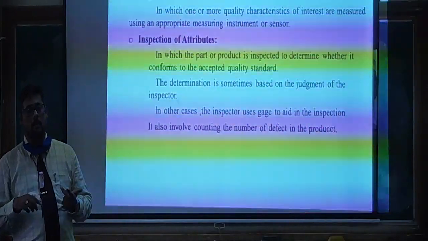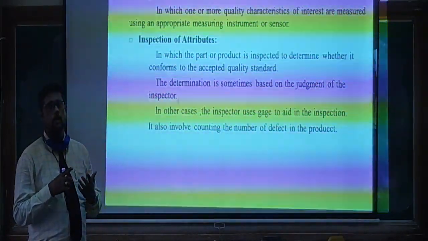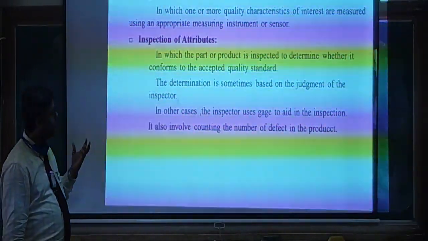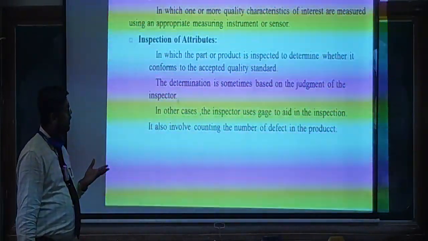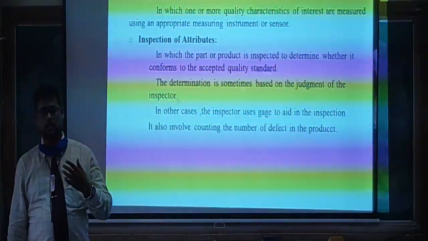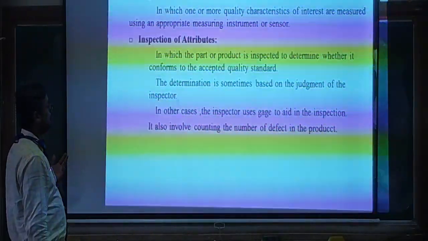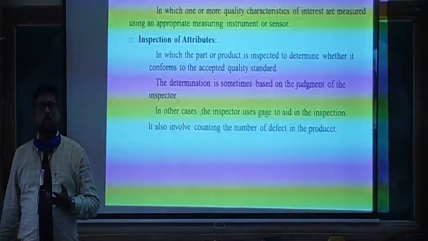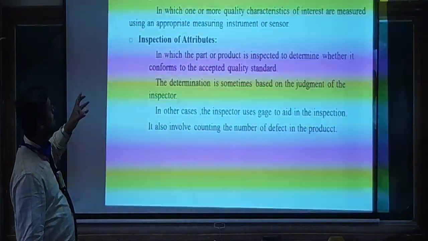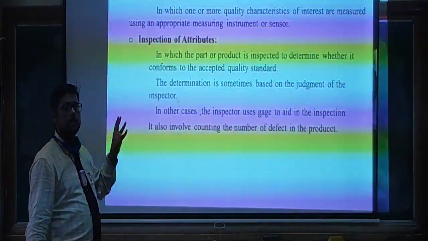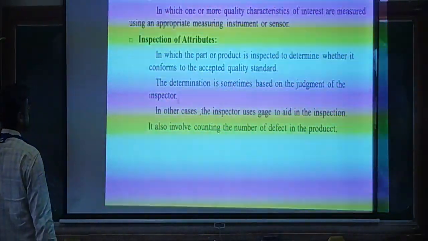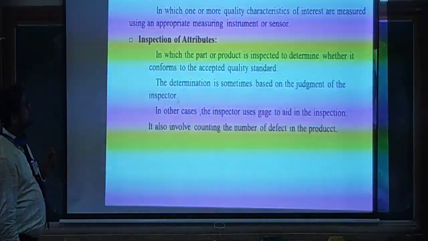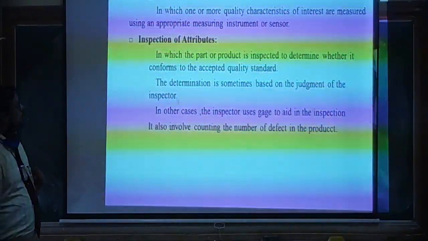Second, for machining, the cutting, one quality characteristic is the surface roughness. Second one is the dimensions of that particular part, and the other characteristic is the visual inspection, such as casting defects. Those will come under these quality characteristics, which are of interest and are measured using the appropriate measuring instrument or sensors. So that is the variables.